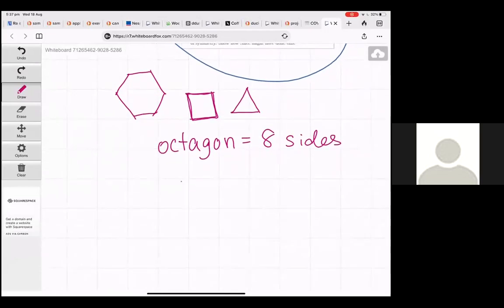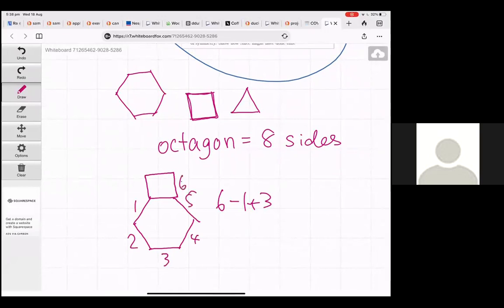Wait, well, we actually already answered the question. You just rubbed it out. We already answered the question before when we put the square on top, remember? Like 6 minus 1 plus 3. 1, 2, 3, 4, 5, 6, 7, 8. So we actually already answered it in the first question.